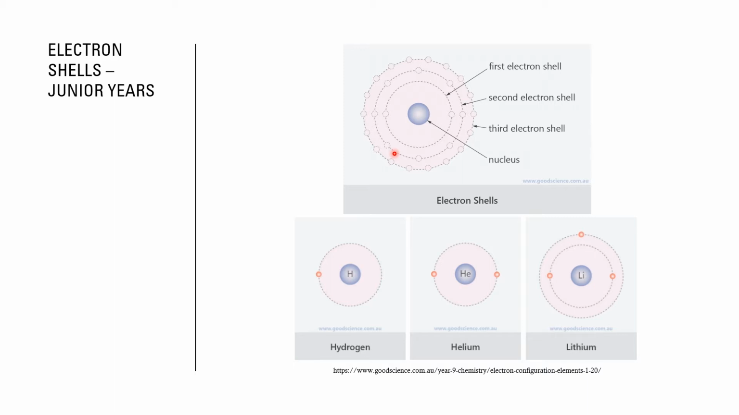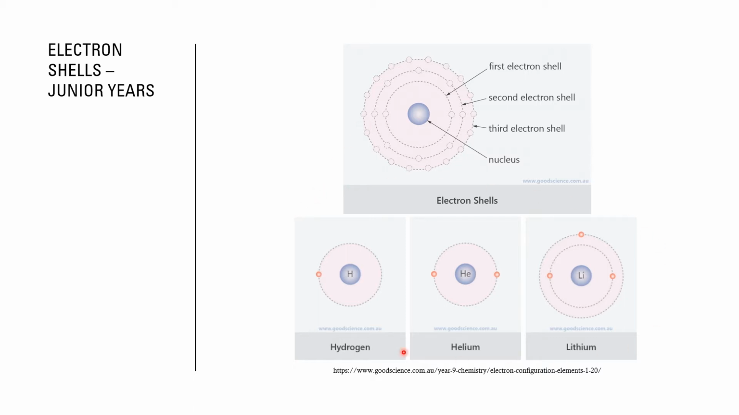And in every single shell, there is a limit to the number of electrons that you can put in there. So you'll see that in this first inner shell, there are only 2 spots for 2 electrons. And then in our second shell, there are 8 spots for 8 electrons. And in our third shell, there are 18 spots for our electrons.